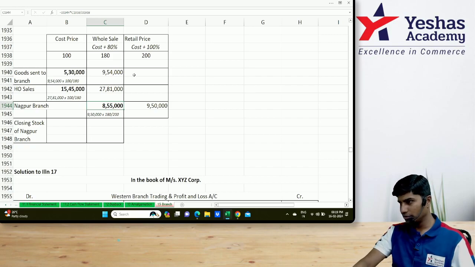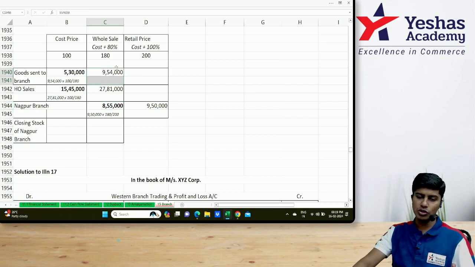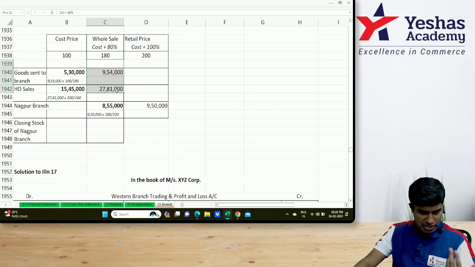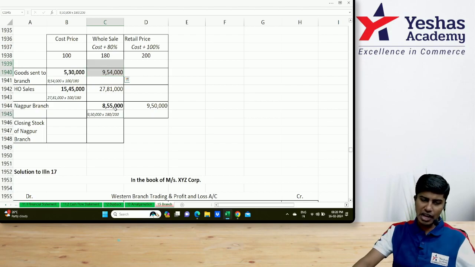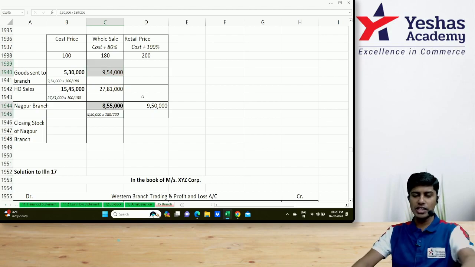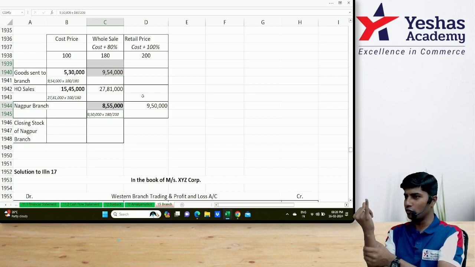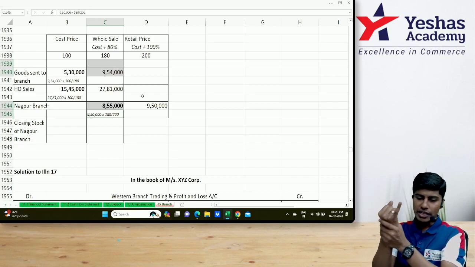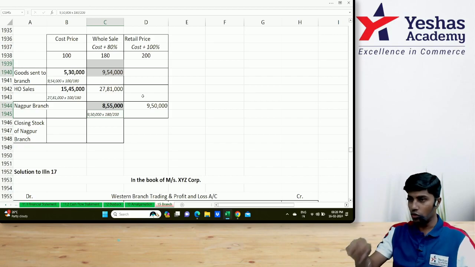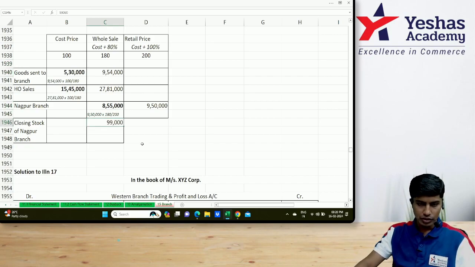Opening stock is not there. During the year 9 lakh 54,000 worth of stock was sent. Am I right? Oh, sorry, 9 lakh 54 was sent. In that 8 lakh 55 was sold. This 2781 doesn't matter. Ignore that. 9 lakh 54,000 worth of stock was sent by head office to branch. In that 8 lakh 55 was sold. What is the closing? 99,000 is closing stock at wholesale price.